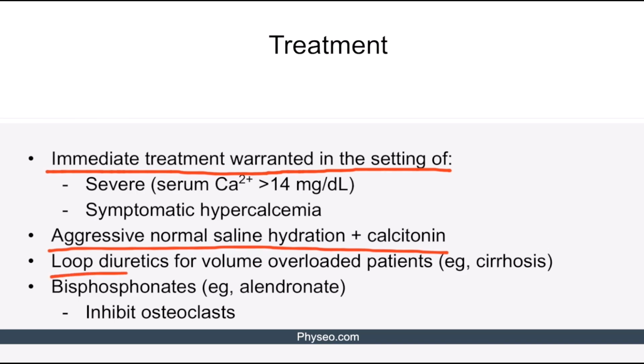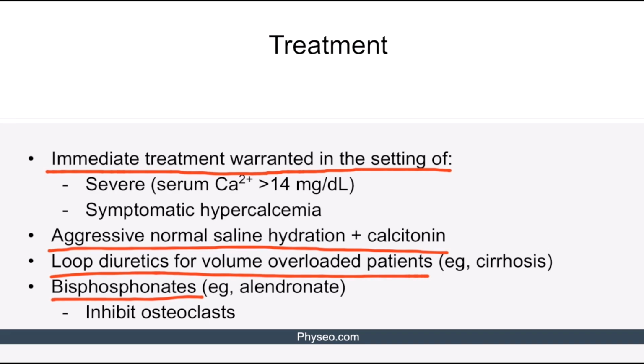Clinicians should also consider giving loop diuretics for volume overloaded patients, such as patients with cirrhosis, and the idea is to get the calcium and extra fluid out of their system. Lastly, clinicians may use bisphosphonates, such as alendronate, as more of a long-term treatment method for the hypercalcemia.